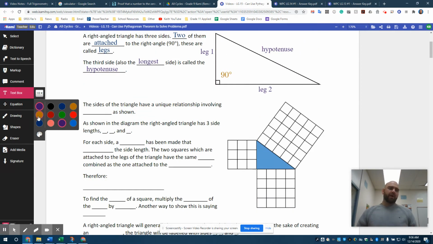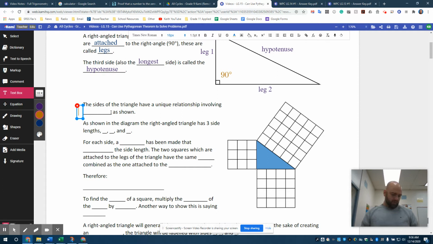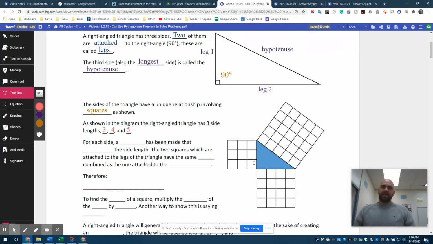Now, the sides of the triangle have a very unique relationship involving these squares that I've shown here on the right. I've drawn out a right-angled triangle here, and we have squares on the right. The diagram we're showing has three side lengths: one of them is 3 boxes long, one of them is 4, and one of them is 5. So this leg here, which we might call leg 1, is 3 boxes in length. This one is 4, and this one is 5. Now these boxes are the same length. I've drawn them all to be exactly the same length.